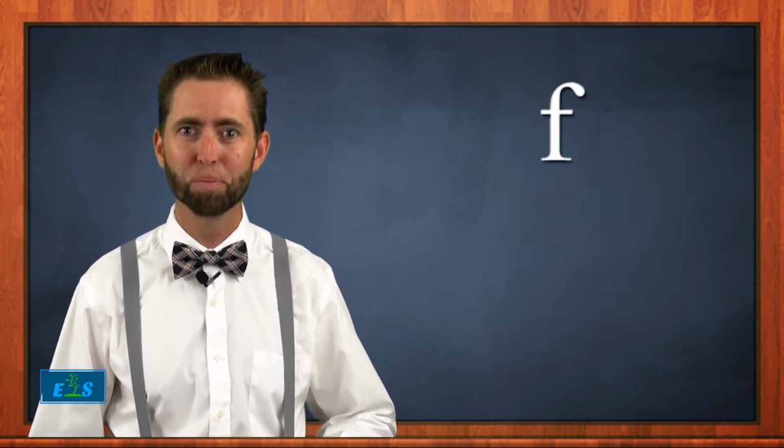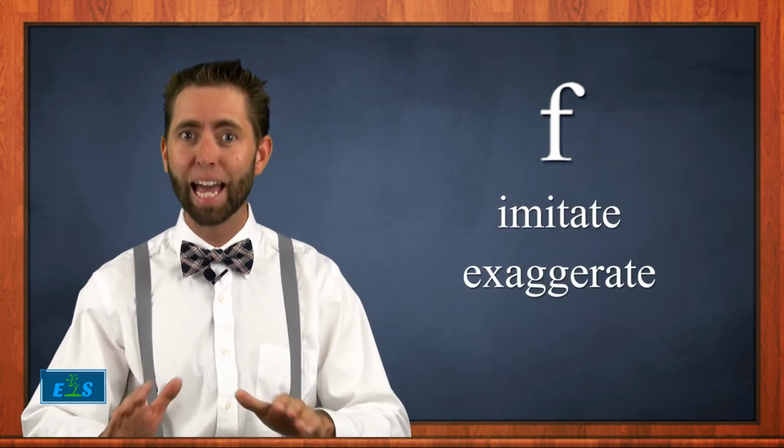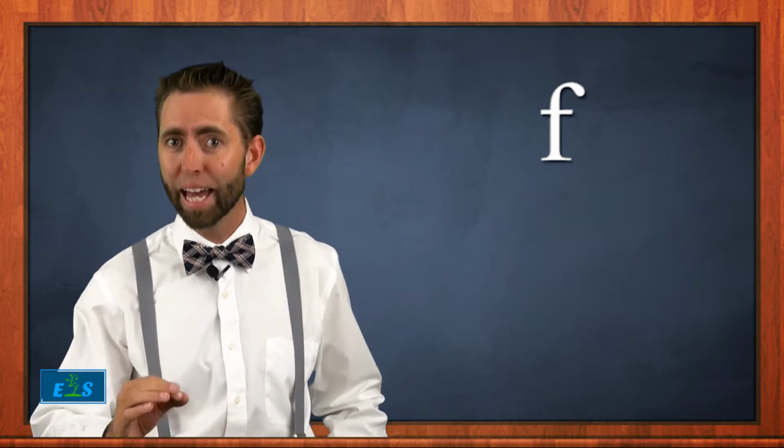So let's go over the F sound first. And when we do this, I want you to imitate me and exaggerate it. When we make the F sound, it's air that's passing through your lip and your upper teeth. But we're going to start by exaggerating it. So I want you to stick out your front teeth like this, and I want you to let the air pass right through the opening between your bottom lip and your teeth. So it'll look like this.